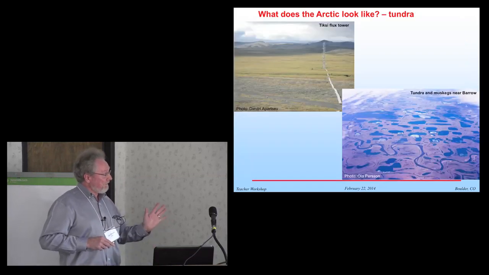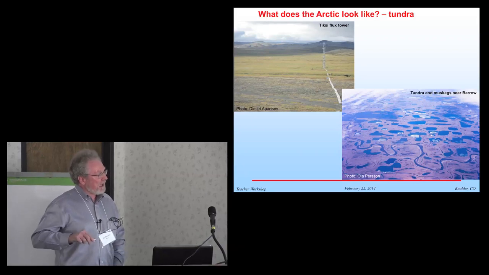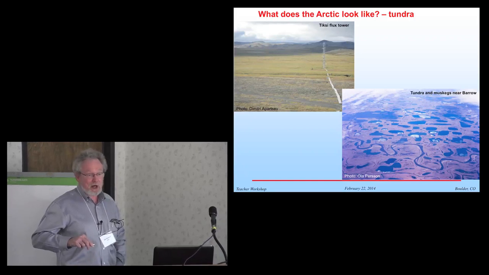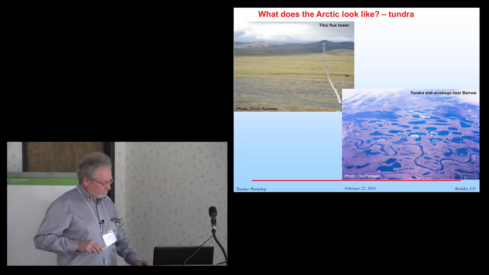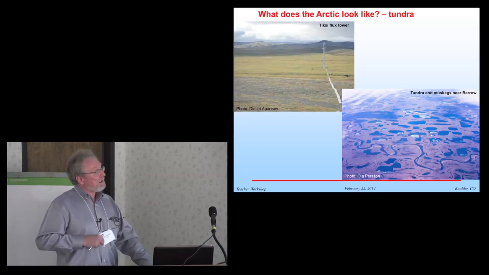Other places, there's much more tundra, much more vegetation. This is Tixie. Some terrain there also, but it's much more lush and grassy. And this is the tundra outside of Barrow. A lot of muskegs are these little lakes. It's very marshy and very difficult to walk through. And so it kind of gives you an idea of what some of these areas look like.